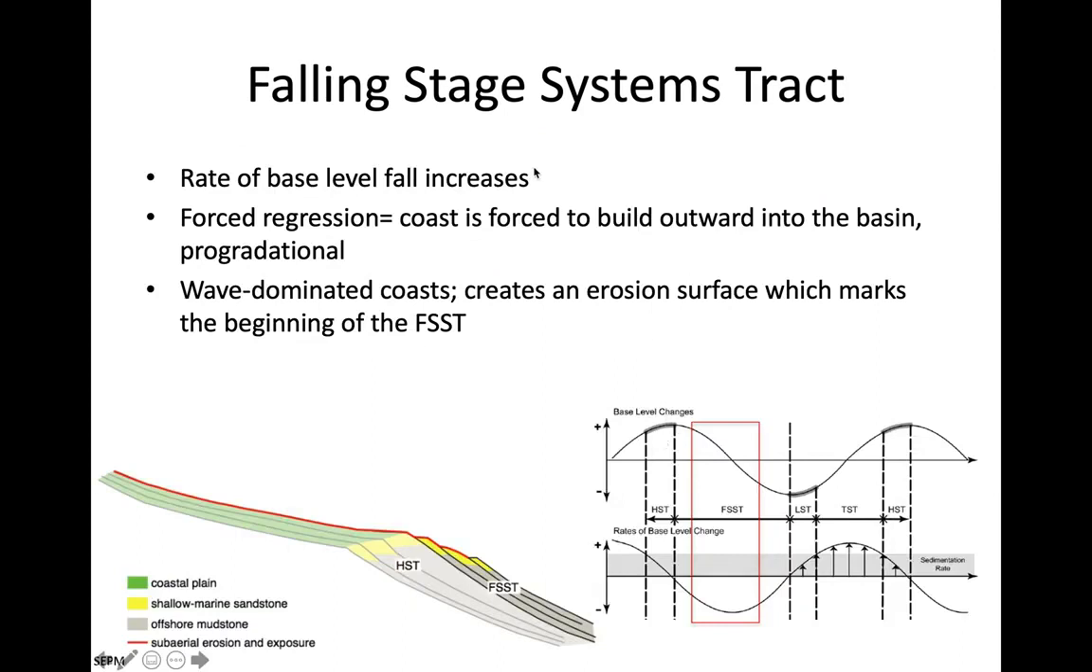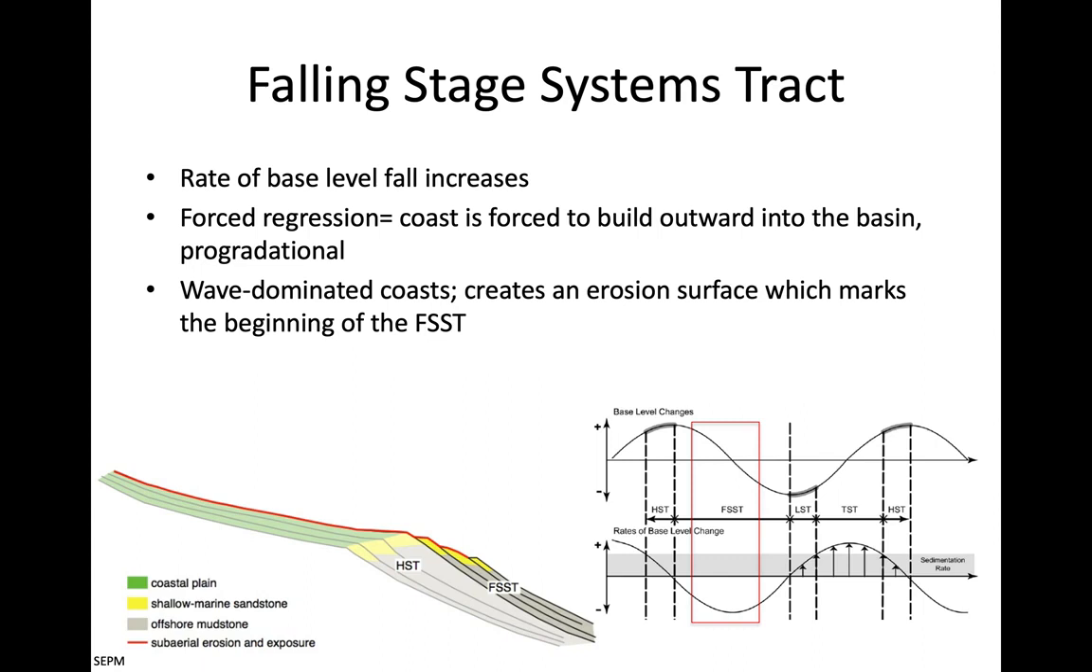All right, the erosion. Excuse me. So base level fall is going to increase. The rate of it is increased. Typically, this is going to be forced regression here. So the coast is building outward into the basin. Sea level fall is happening. It does not matter how much sediment is piling into that basin. Sea level is falling, as opposed to a normal regression where it's mostly just concerned with the sedimentation.